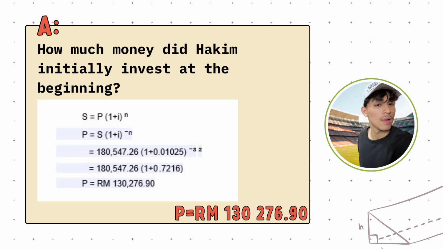So we rearrange the formula into P equals S(1 + i)^(-n). Substitute the values where P equals 180,547 ringgit Malaysia and 26 cent multiplied by 1.01025 power of negative 32, and P is equal to 130,276 ringgit Malaysia and 90 cent. This means Hakim originally invested about 130,276 ringgit Malaysia and 90 cent.